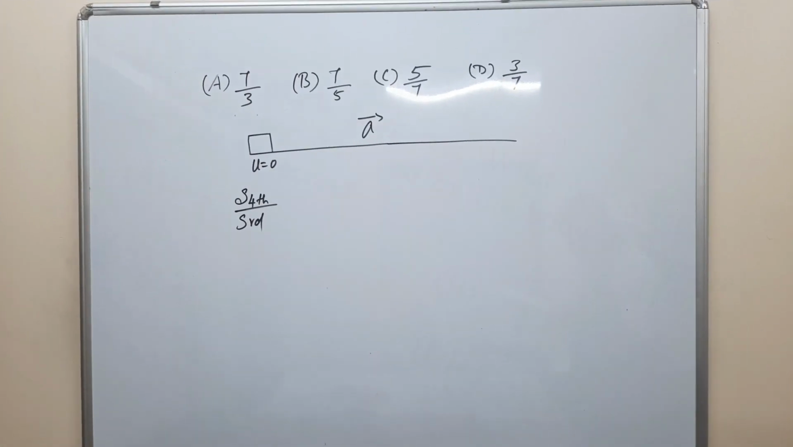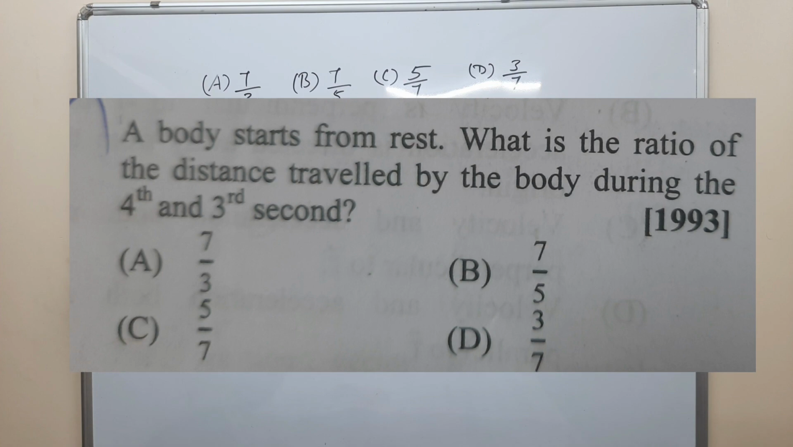Fifth question. A body starts from rest. What is the ratio of the distance travelled by the body during the 4th and 3rd second?